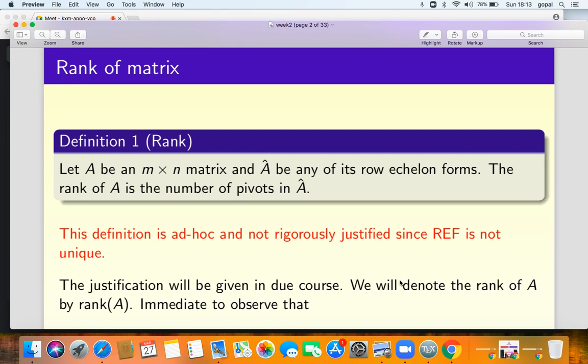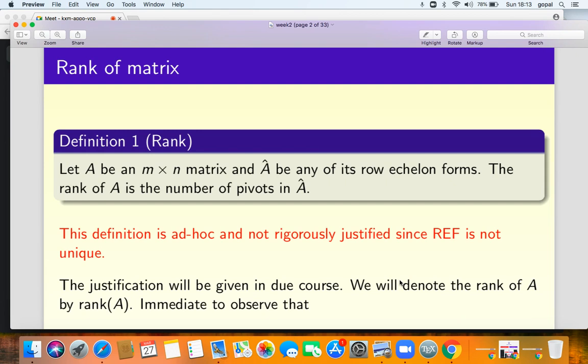So the two column spaces of A and A hat will have the same dimension, or the column rank will not change. The row rank obviously will not change because you're performing row operations on a set of rows. So the row rank of A is the same as the row rank of A hat. The column rank of A is the same as the column rank of A hat. So what is the row rank of A hat?